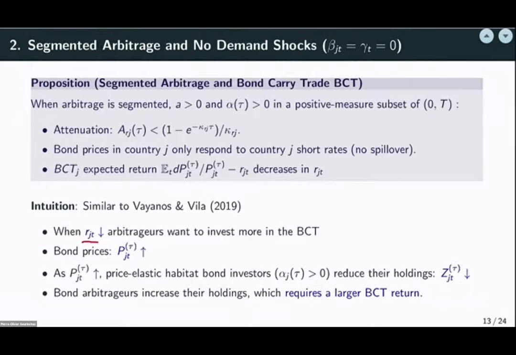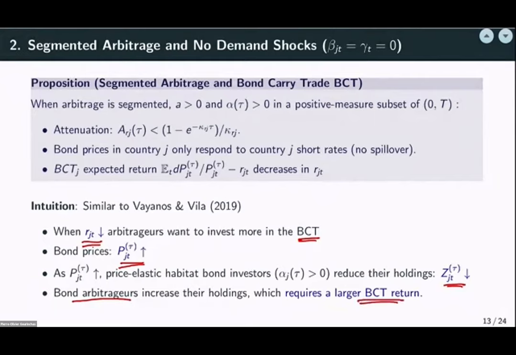Now imagine that the short rate in country J falls. So from the point of view of the home bond investor, that guy wants to go short in the short rate and wants to invest in the bond of a longer maturity. So he wants to invest in a bond carry trade. That's going to drive up the price of the bonds at that maturity. Now doing that is going to reduce the holdings of the habitat investors. They're going to respond to that by scaling down how much they're holding. And so this bond arbitrager will have to increase holdings.